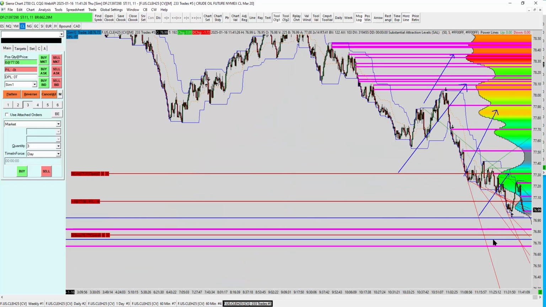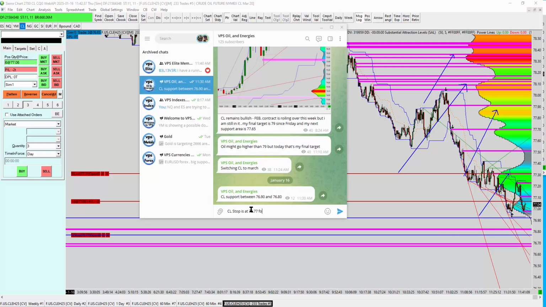So this level here will act as my wall to prevent the price from going through, hence my stop loss. My stop loss was just below, and I called it exactly. My stop loss was called exactly, as you see. I tell my members where my stop loss is.